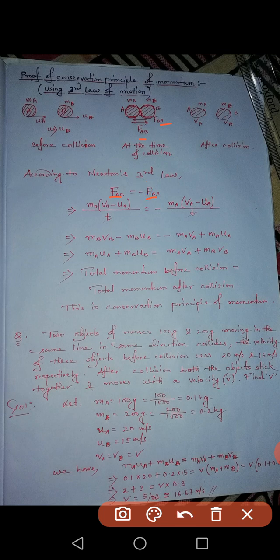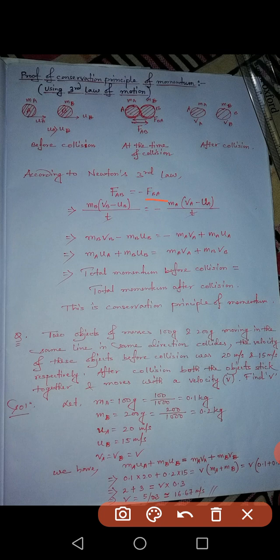Now FAB equals minus FBA. FAB is the force exerted by A on B, so whose momentum will change? B's momentum will change. If B's momentum changes, we know the change in momentum formula is m(v minus u) by t, but here we will write mB(vB minus uB) divided by t, because B's momentum is changing. That is equal to, on the right hand side, the minus sign remaining as it is.